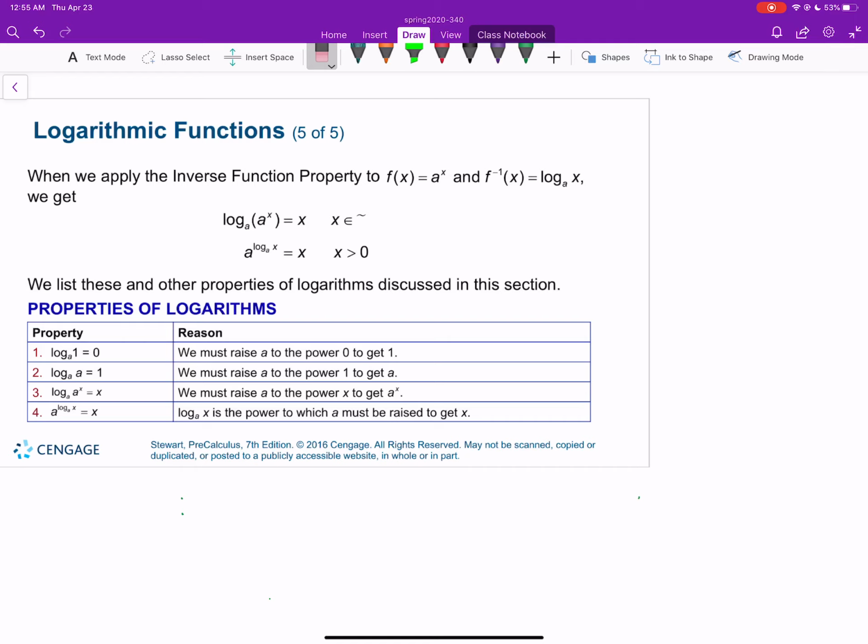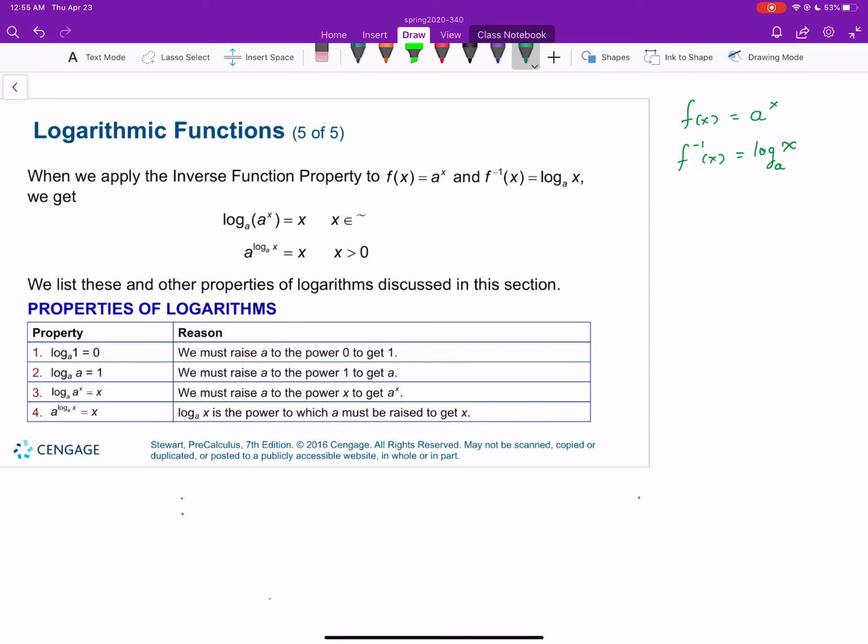So from last class, we discovered that if you had this exponential function, a to the x, it had an inverse, and we discovered that inverse was log base a of x. So I want us to go through these four properties, and make sure that they're sound to you and you can apply them when you see a similar pattern in problem sets.